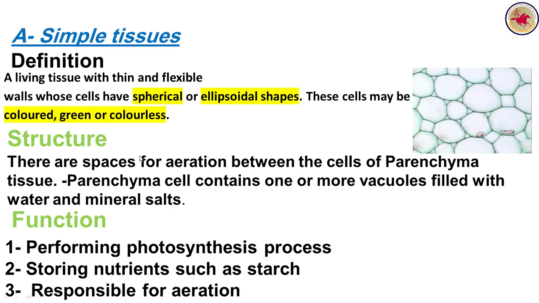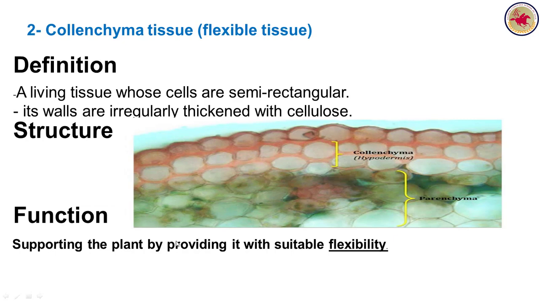Structure: there are spaces for aeration between the cells of parenchyma tissue. A parenchyma cell contains one or more vacuoles. These vacuoles are used in storage of liquids like water and minerals. Function: performing the photosynthesis process if it contains chloroplast, storing nutrients according to the presence of cell vacuoles, and being responsible for aeration due to the presence of intercellular spaces.